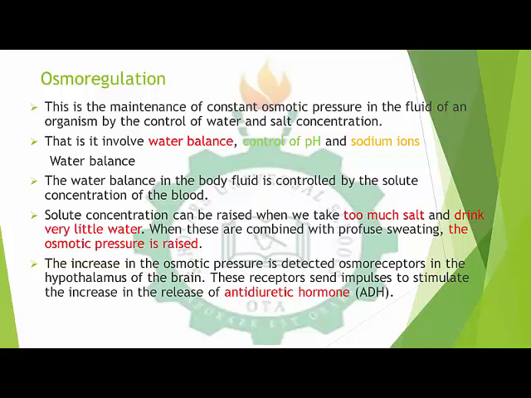I'm going to mention the hypothalamus more because it is the part of the brain that sees to these osmostatic processes. It quickly recognizes that there is an increase in osmotic pressure. Once it detects this, the receptors send impulses to stimulate an increase in the release of antidiuretic hormone. I hope you remember that we mentioned antidiuretic hormone when we talked about how the kidney processes urine.